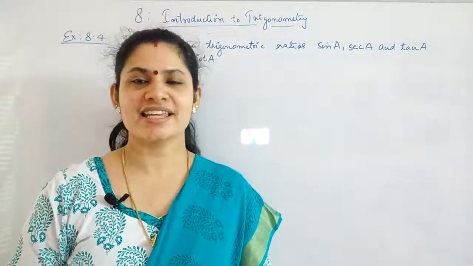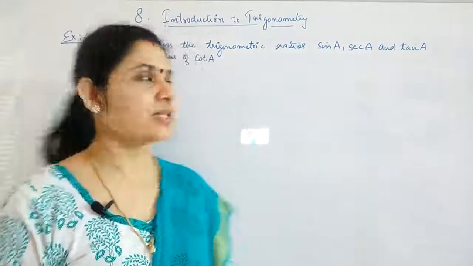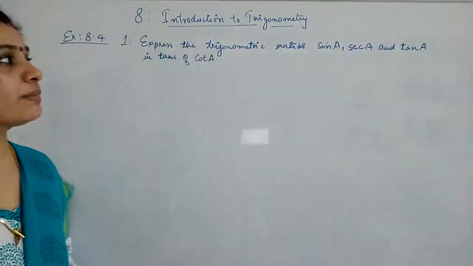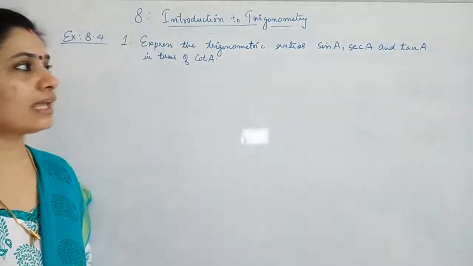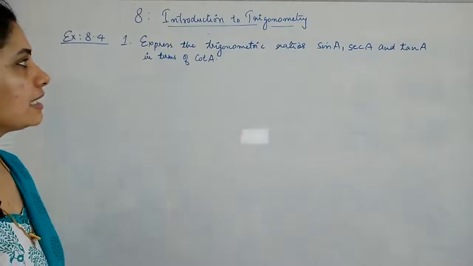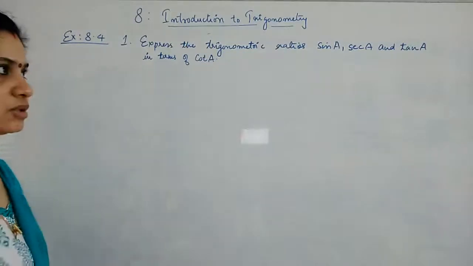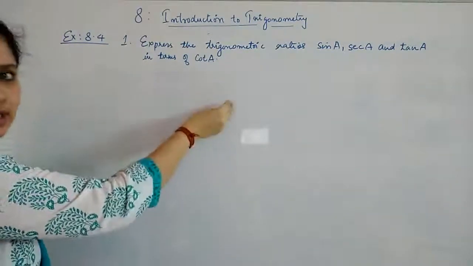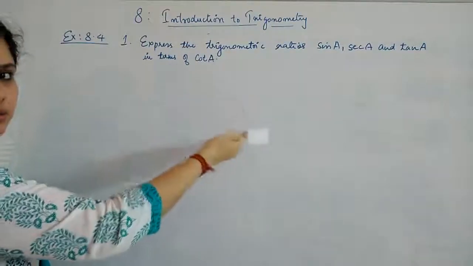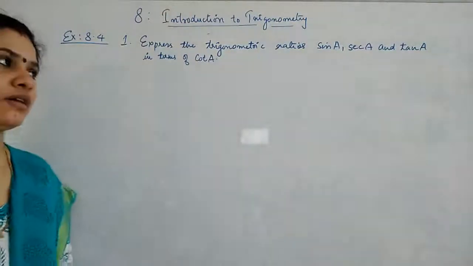Now we'll start exercise 8.4. The first question is, express the trigonometric ratios sin A, sec A and tan A in terms of cot A. That means you have to get the answer of sin in terms of cot, sec in terms of cot and tan in terms of cot.